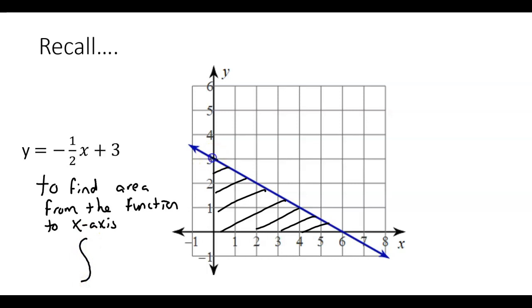We would take the function, which is negative 1/2 x plus 3. We would integrate that with respect to x. So there's a dx there. And what numbers would go here and here? Well, the one on the left is 0, and the limit on the right is 6, right? So there's nothing new there. That's old. But I want to show you guys something a little different.